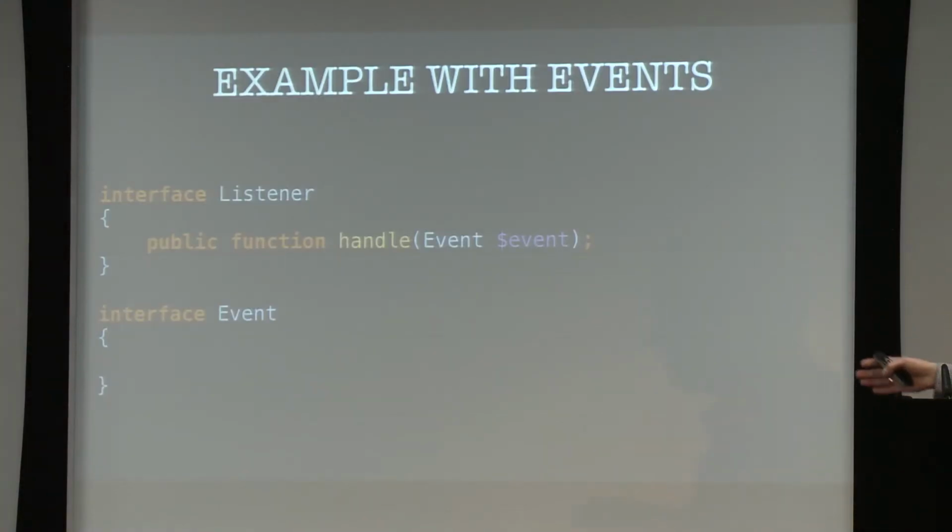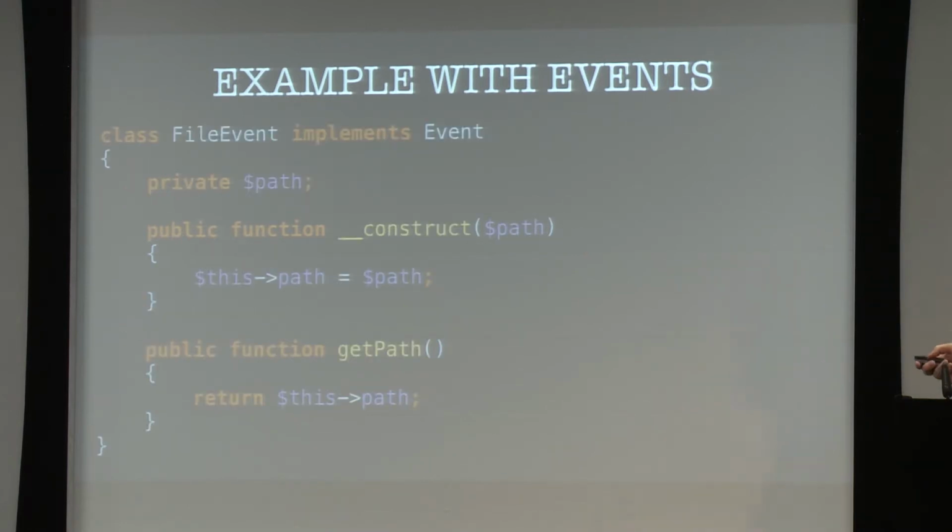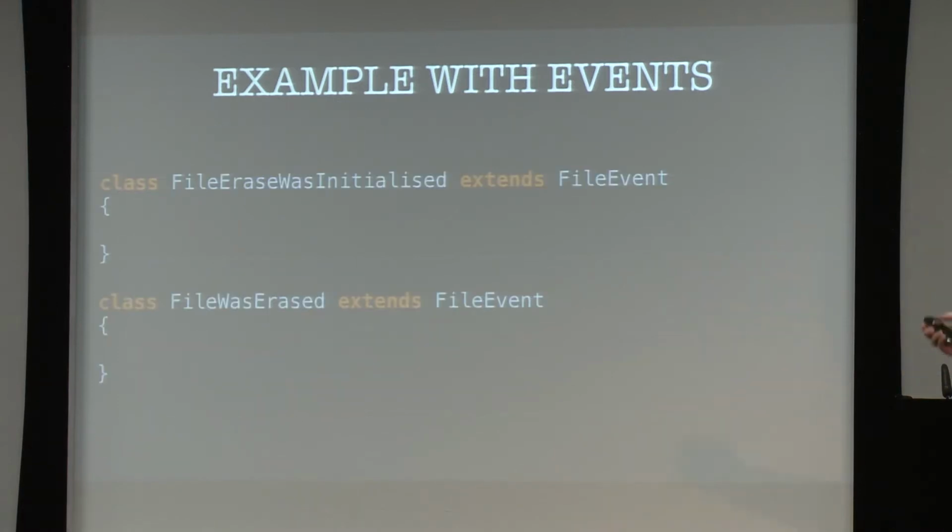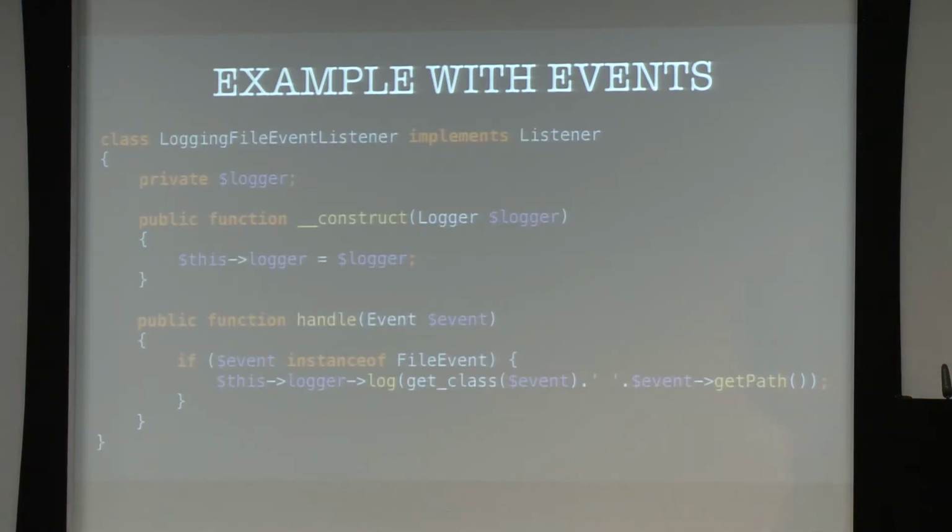So again, I created a really simple implementation of observer. So we have just some listeners, some event. Then we have some file event, something is happening with a file. Then just an extension of this. Then we have a logging file event listener. So it gets the logger, and when there is a file event happening here, it just logs this. So it basically does exactly the same thing.